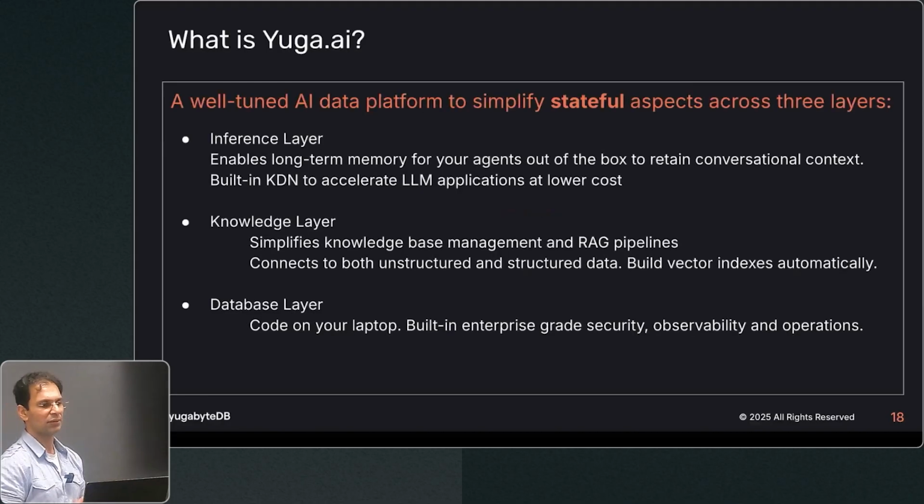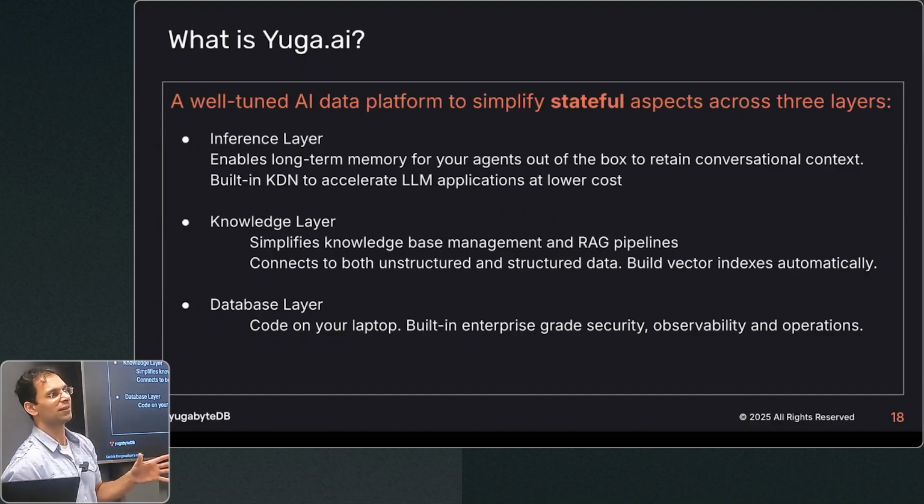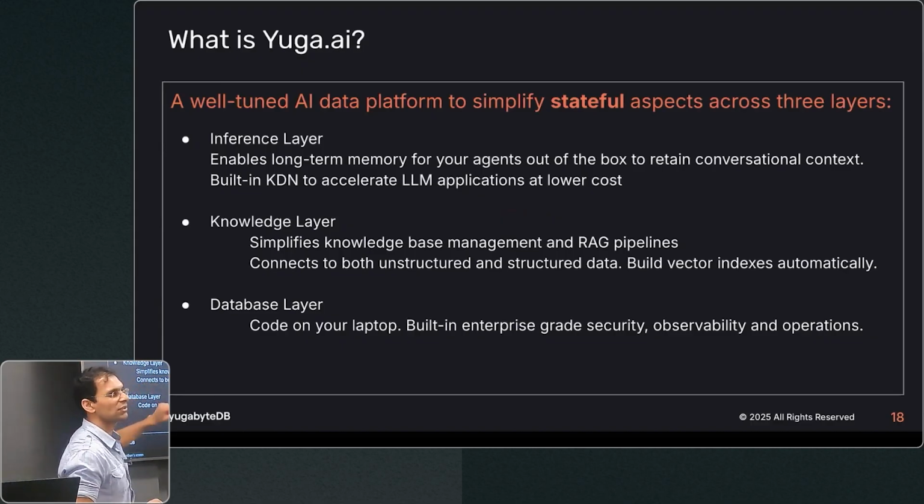And we're building an open source project. Again, Yuga AI is just a template name. We'll change the name. We're still working on it. We're too busy figuring out this stuff to come up with a name. But anyway, it's a well-tuned data platform that simplifies these three layers: the inference, the knowledge, and the data layer. And each of them does stuff.